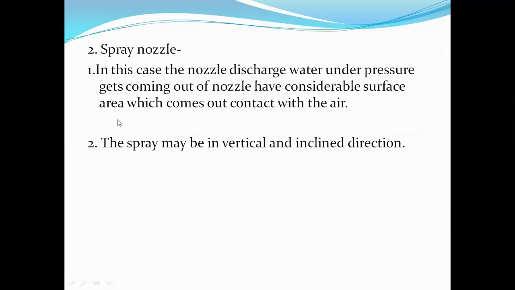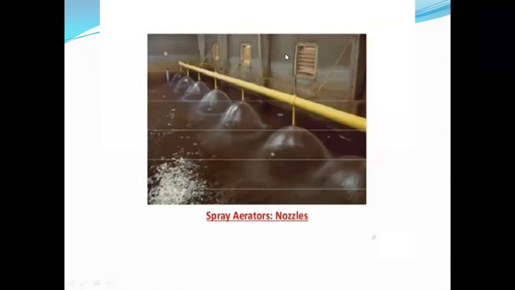That is, water comes from the spray nozzle, and this water comes into contact with the air or atmosphere. The spray may be in a vertical or inclined direction. Now see, these are the spray nozzles. The water from the source goes into these pipes, and from these pipes it goes into these sprays, and then from the spray nozzle the water gets in contact with the air.